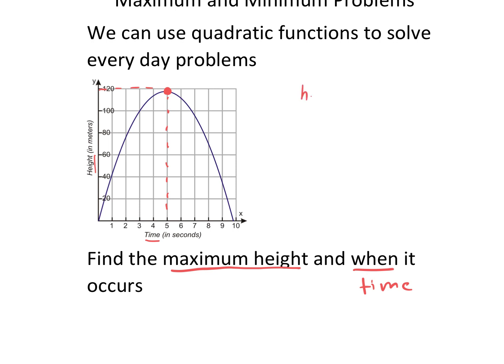The height is 120 meters. That is the maximum height, and the time that it occurs is 5 seconds. So this point here, when x is 5, y is 120, is representing the time that the maximum occurs at and the height that is the maximum height. So if we have a graph, it's pretty easy to find the answer.